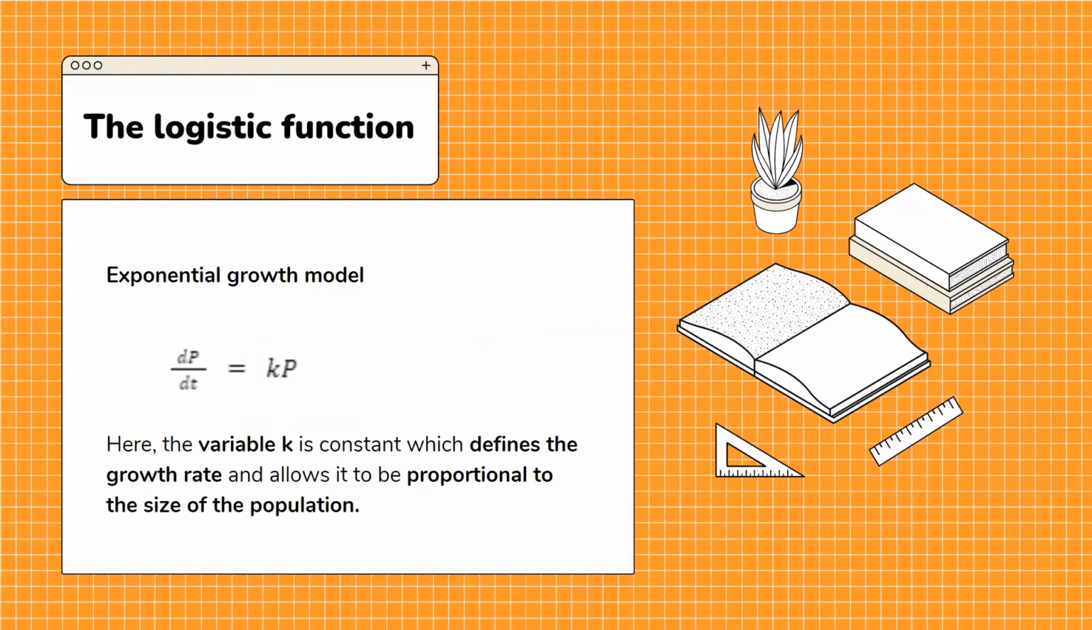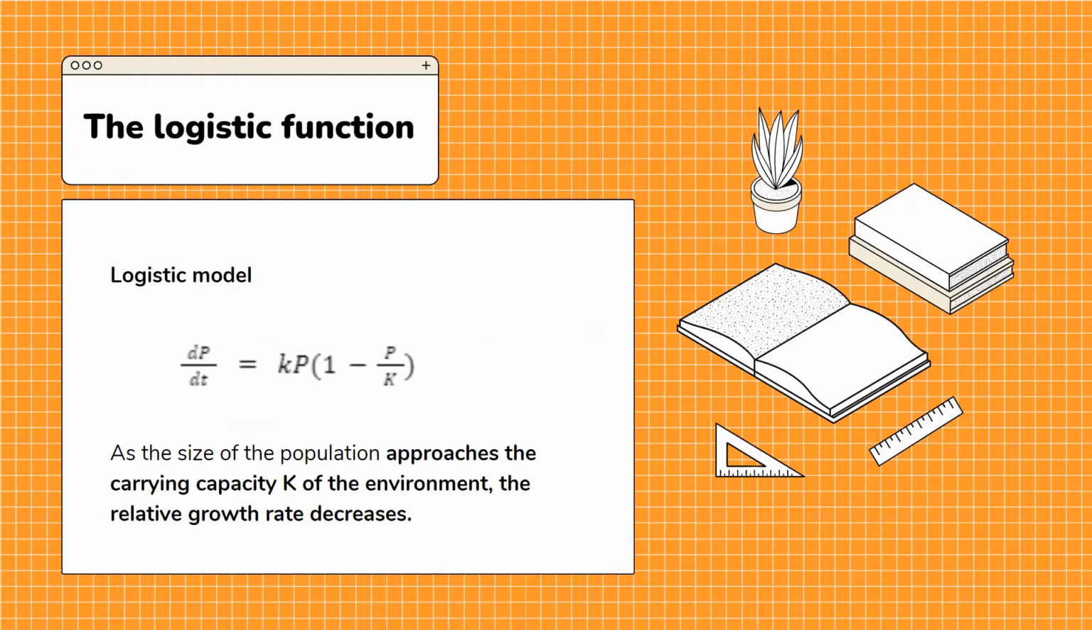model. The exponential growth model predicts the population size in an environment with unlimited food and space. This model is usually unrealistic because restrictions in the environment may impose a limit on population growth. A more accurate model would predict that as the size of the population approaches the carrying capacity, K, of the environment, the relative growth rate decreases.